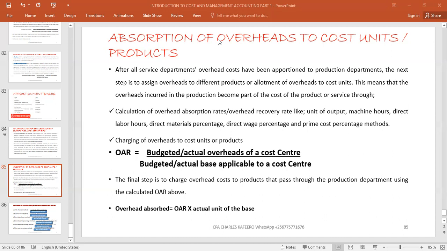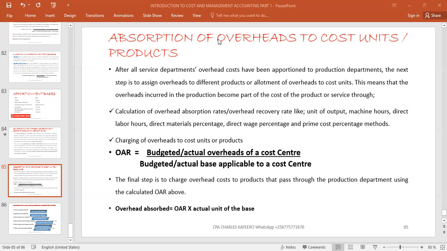In this case, we either use the units we've produced, because when you use the units you've produced, you will get the total cost you've incurred. Let's say we've incurred 2 billion in a production of 100,000 units, you divide that and you get the cost per unit. That is in terms of the units. If we are using machine hours, then we allocate the total cost we've incurred over the total number of machine hours we've spent.